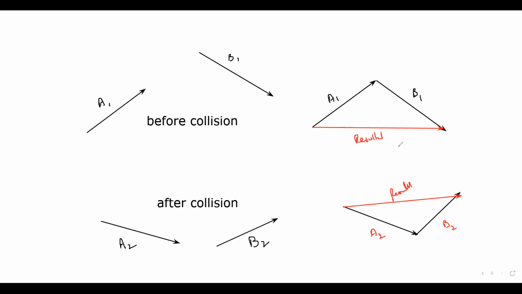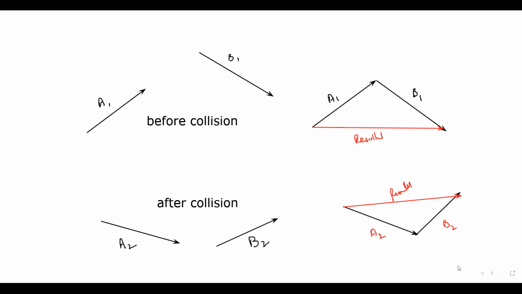But the condition is an isolated system, a system which is not affected by external forces such as air resistance or friction, so they are not affecting the motion. Is it clear? This is the conservation of momentum.